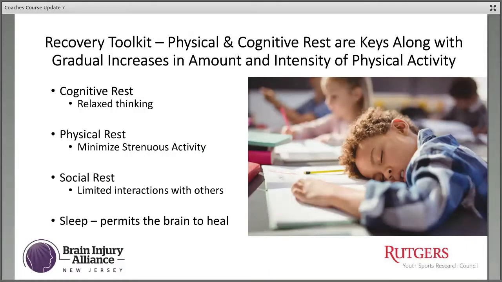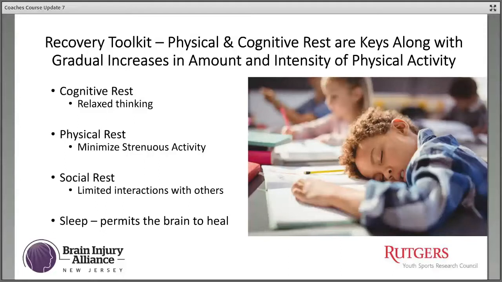The second part of the recovery toolkit is to understand that physical and cognitive rest are the keys, along with gradual increases in the amount and intensity of physical activity. Whether that rest is cognitive, how they think, relaxed thinking, whether it's physical, avoiding strenuous activity, whether it's social, limited interactions with others, and opportunities to sleep, which permits the brain to heal. All of this is part of what we call the therapeutic rest that's required to recover from concussions.